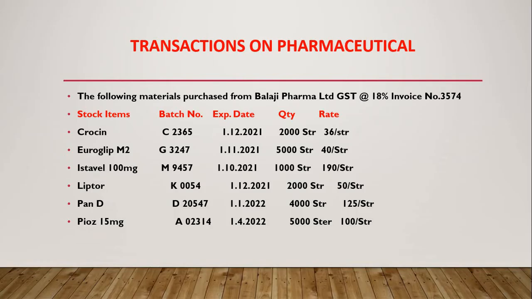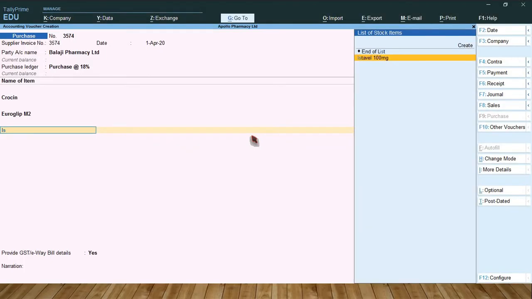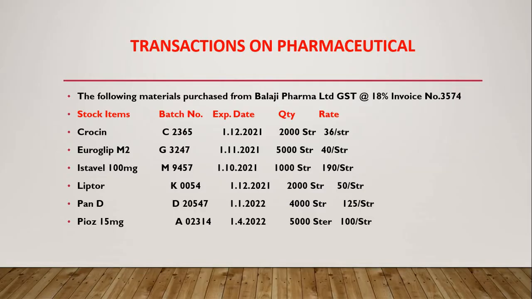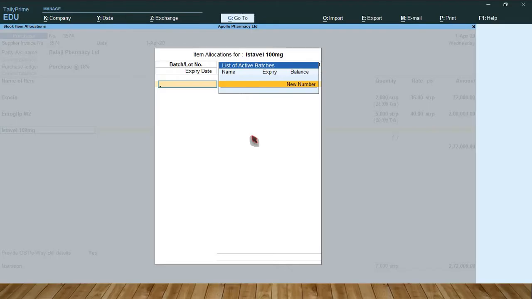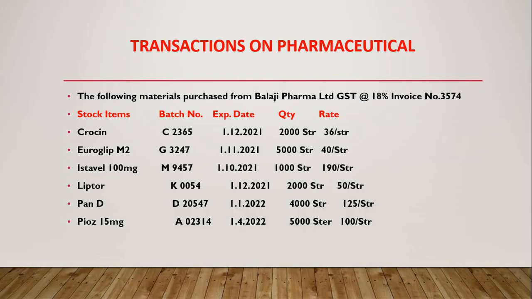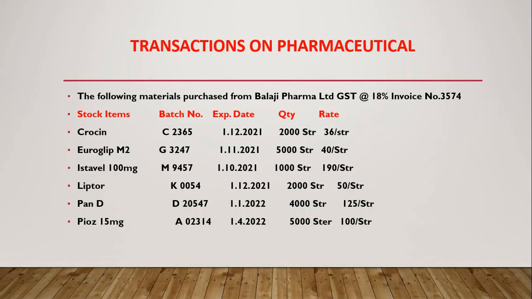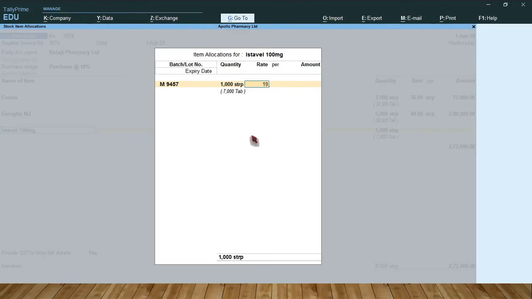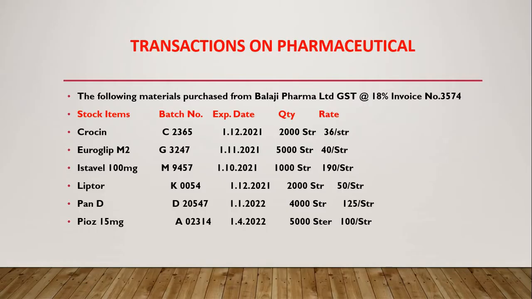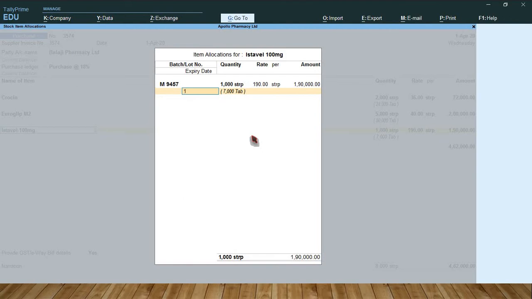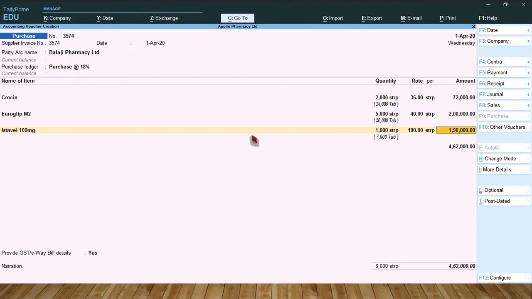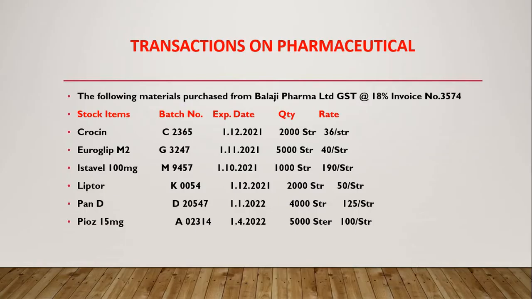So next one, Istavel 100 mg. So batch number M9457. Quantity 1000 strips. 190 per strip. So expiry date 1/10/21. So next one, Lipton.